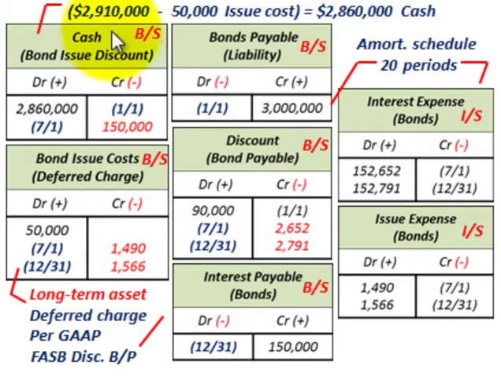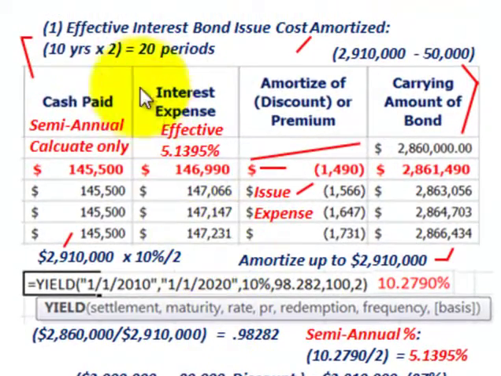So let's go up and look at how we'd do it. There's two things we have to determine here: the amortizing of our bond issue cost, and the amortizing of our discount on our bonds payable. We have to determine both of those, and we're going to be using the effective interest rate method. So let's first look at the effective interest on our bond issue cost, and how we'd amortize that.